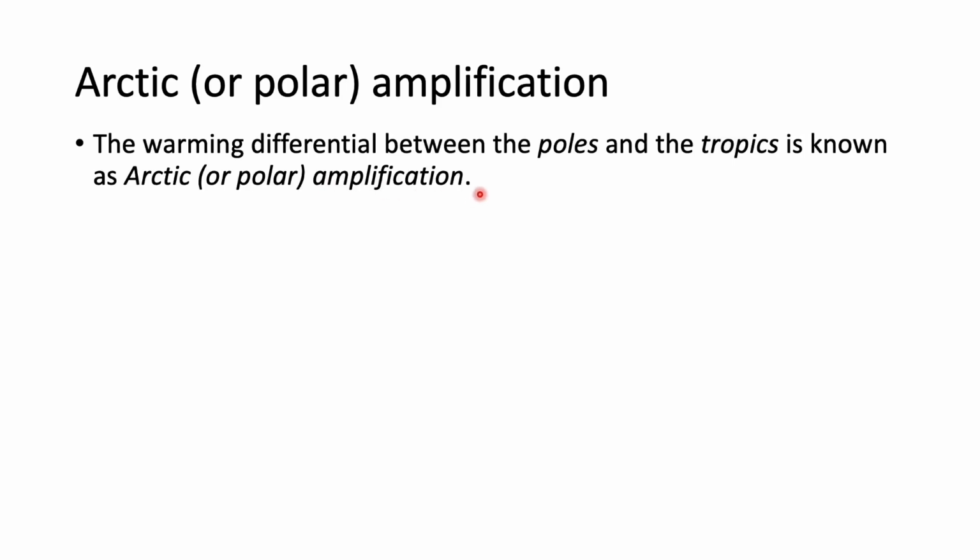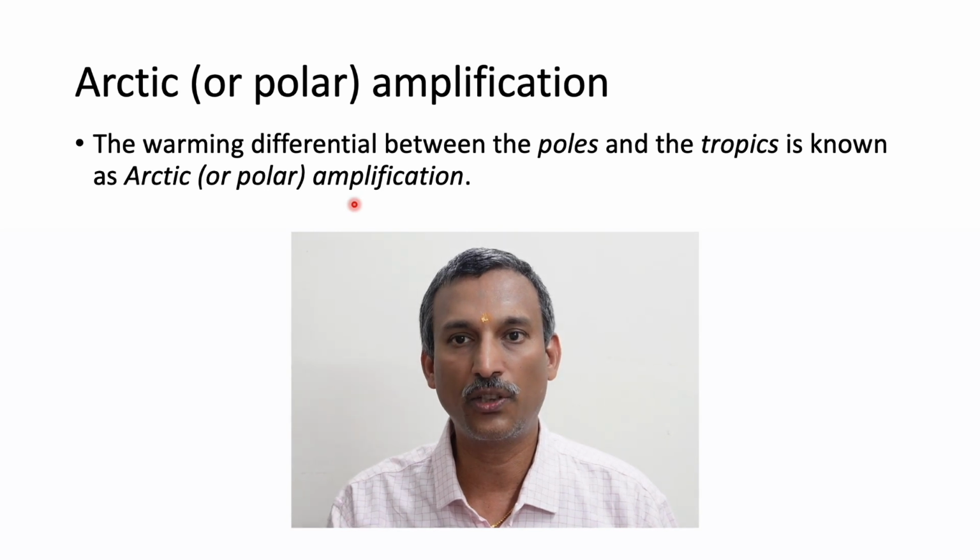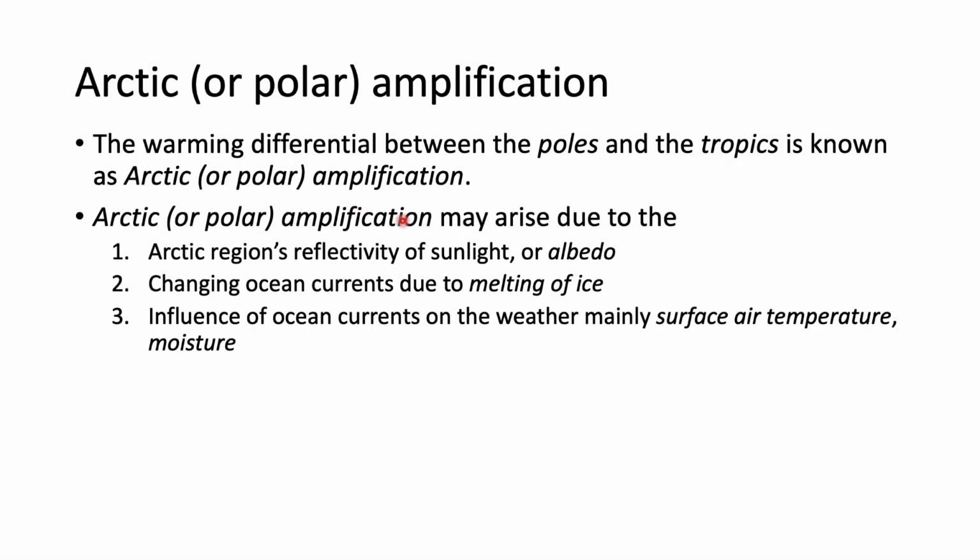And the warming differential between the poles and the tropics is called Arctic or polar amplification. That means the tropics are at a particular temperature, the Arctic is at a much different temperature. The difference between these two places is called Arctic amplification. And this Arctic amplification arises due to, first, the Arctic region's reflectivity of sunlight, which we call the albedo effect. We will be studying albedo in the later part of this lecture. The second factor is the changing ocean currents due to the melting of ice, and the influence of ocean currents on the weather, mainly surface air temperature and moisture. These are the various reasons responsible for the higher temperature in the Arctic region.